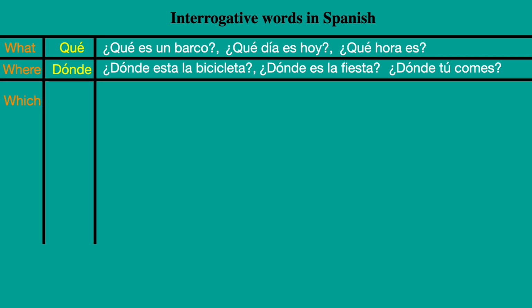And then we are going to try with which, which is cuál. Remember that I was saying which one, so we also have cuáles, which is the plural. So we say, ¿cuál es tu libro? Which one is your book? So only one. ¿Cuál es tu libro?